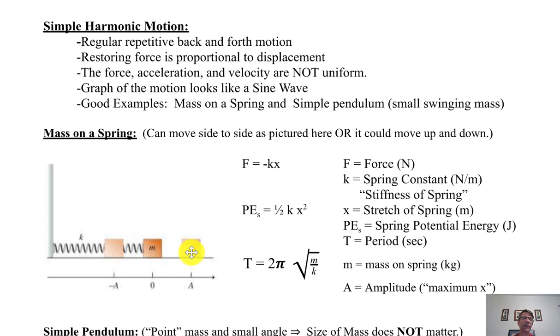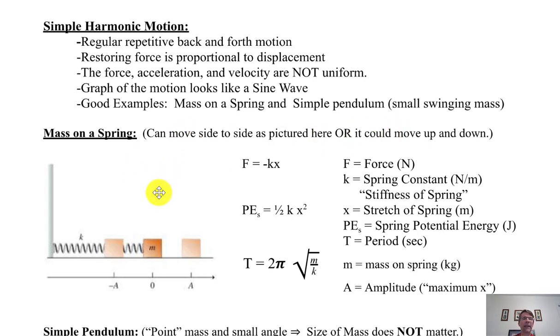But the period, the time it takes to go through one cycle, is equal to 2 pi times the square root of the mass that's on there divided by the spring constant. All right, so we're going to practice that in a little bit here. Here's one thing you might want to jot down. And like I say, these can bounce up and down too. I have that jotted down up here at the top.